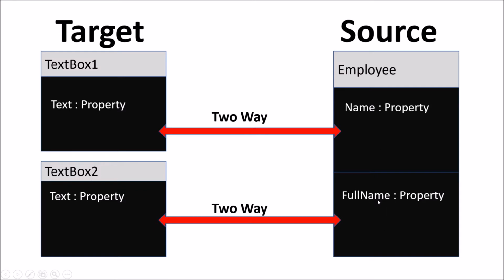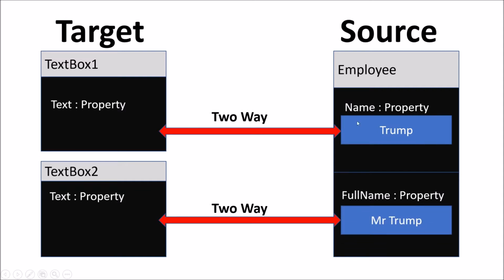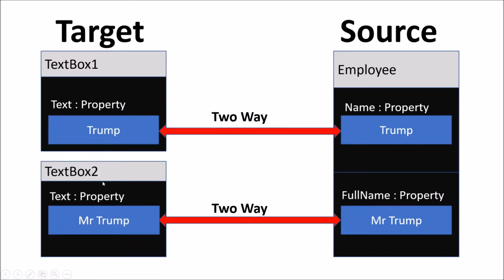Now this FullName is using the Name property internally and adding a Mr. suffix to it. For example, if in the Name property the data is Trump, then FullName is Mr. Trump. This is how it is. And as it has been bound this way, in two-way mode, it will be reflected here.